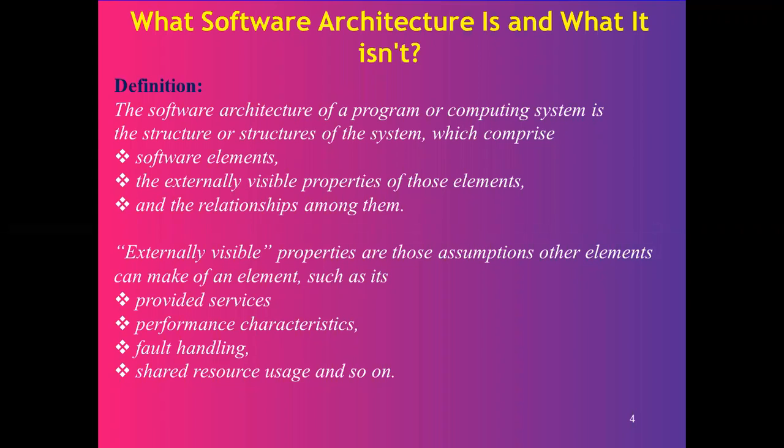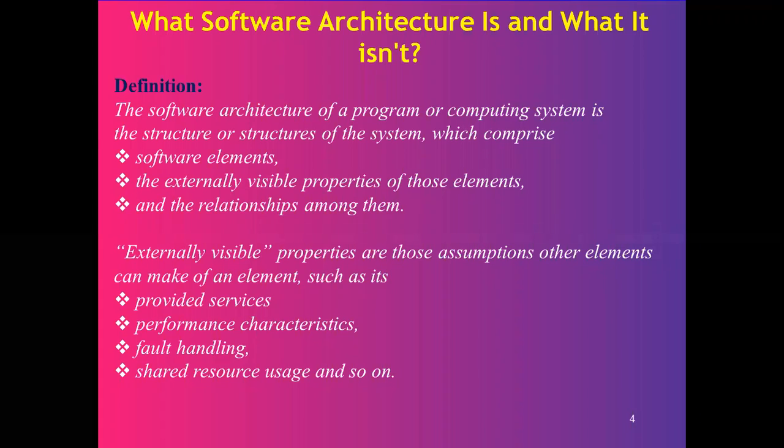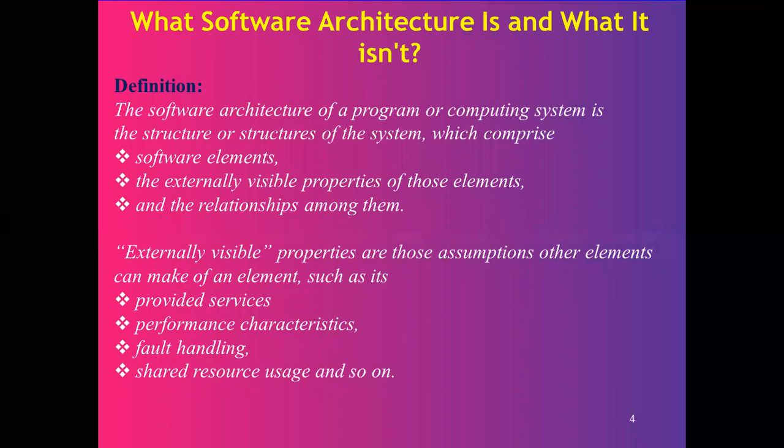The software elements are the components or parts of that software, then the properties of those elements, and the relationships between those elements. So what are externally visible properties? The elements provide some services, performance characteristics, fault handling, and shared resources or the usage of those shared resources. These are the externally visible properties of those elements.